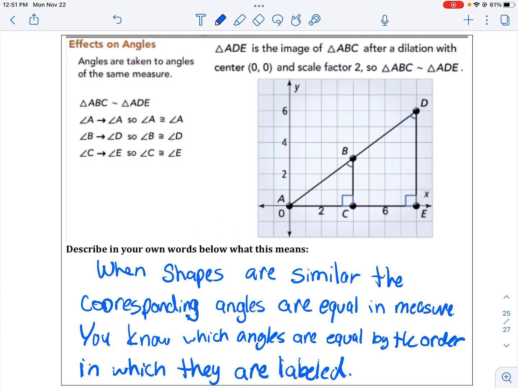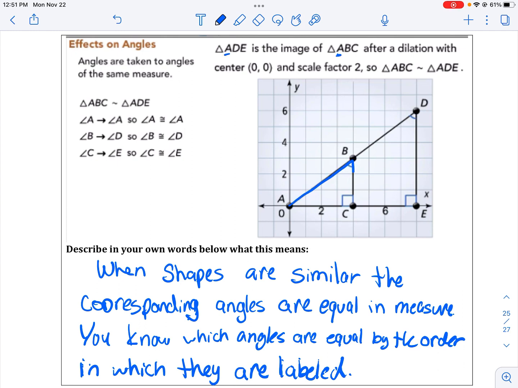So the effect similar shapes have on angles is that when you have two shapes that are similar, corresponding angles are equal in measure. You know which angles are equal by the order in which they are labeled. Again, order matters in which they are labeled. So A is going to be congruent to A.